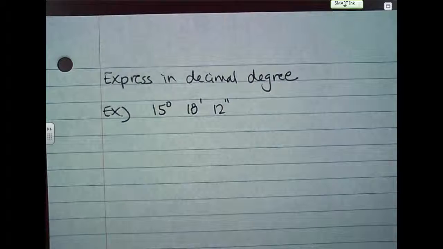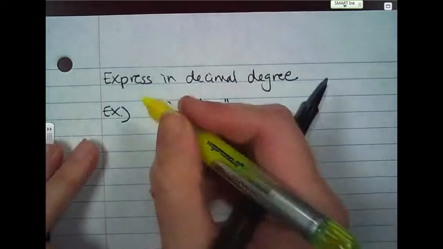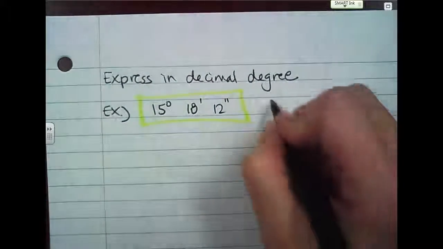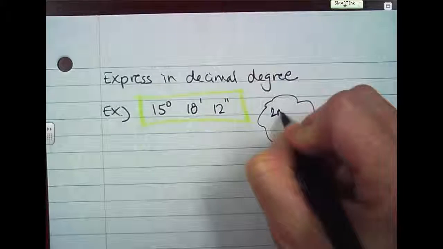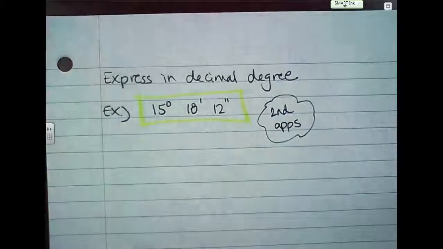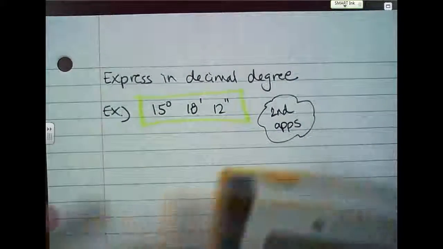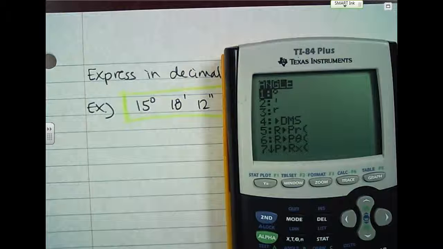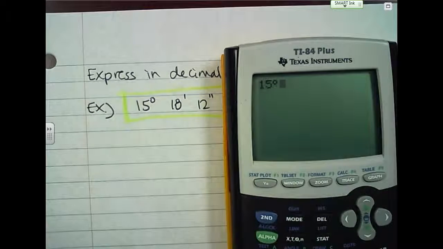You're going to express it in degrees. Let me show you how to do it. You do the same thing. You go to second apps again. Type in the 15. Go to second apps. Did you see the degree symbol? Is it number 1? You'll see it. Type in the 15 only. There's my degree. I'm going to hit enter. So now I've got 15 degrees.